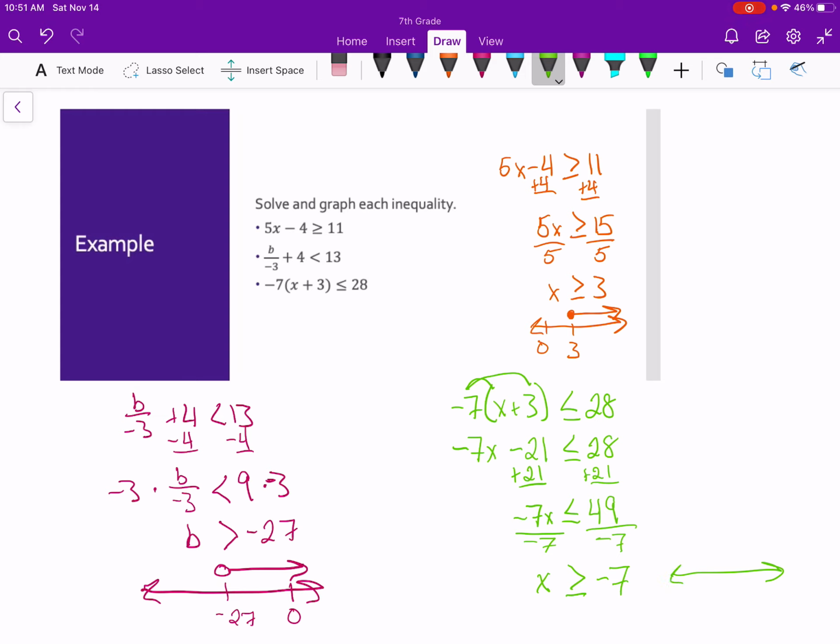So draw my graph. Here's negative 7. It's a closed circle because we have that equal to. Pick my favorite number, 0. Is 0 greater than or equal to negative 7? Yes, it is, so I'm going to point toward 0.